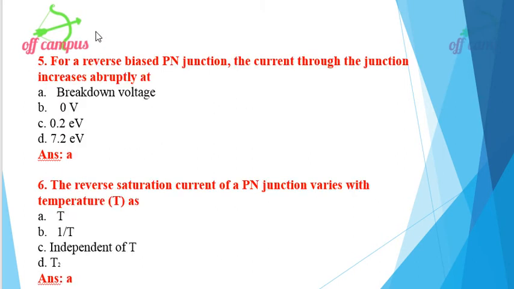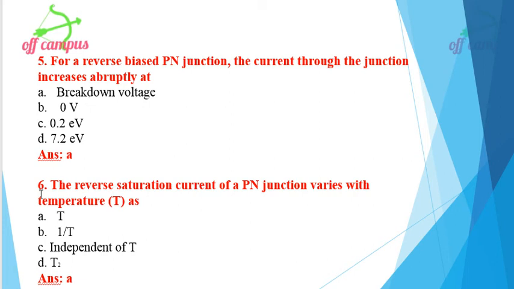Then question number 5. For a reverse biased PN junction, the current through the junction increases abruptly at what? Four different options are given. What is the correct one? Option A, the breakdown voltage. For a reverse biased PN junction, the current through the junction increases abruptly at the breakdown voltage.